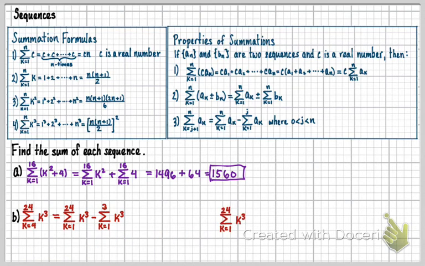So let's start with the k cubed from 1 to 24. All right, so that's going to be my cubed formula down here on number 4. So that's going to be n times n plus 1 over 2 squared. So my n is 24. So it would be 24 times, and I'm just going to write 25 in there because n plus 1 is just 1 more than 24. That's going to be over 2, and that's going to be squared.